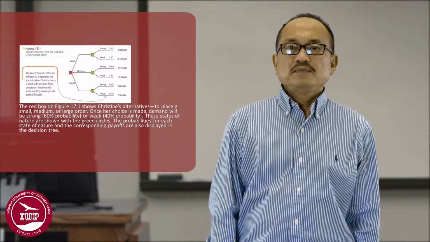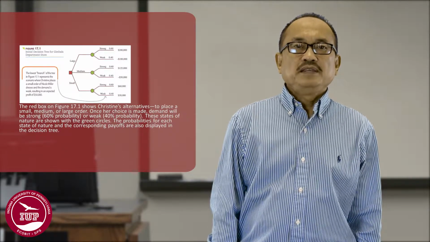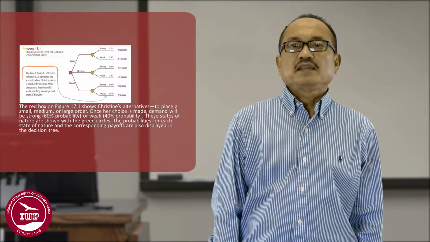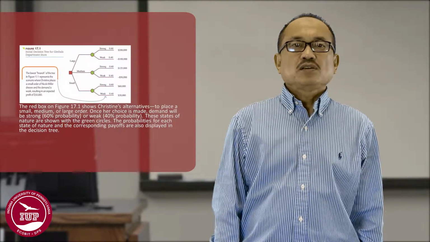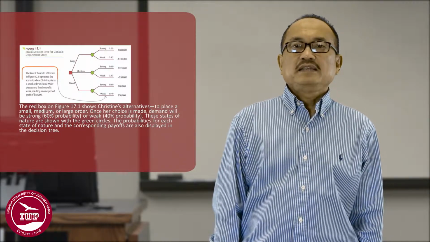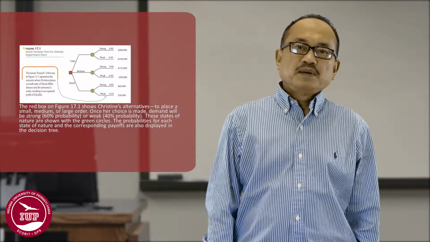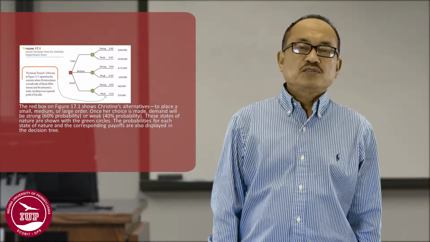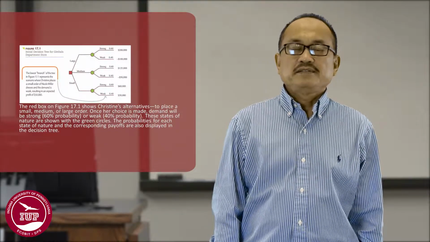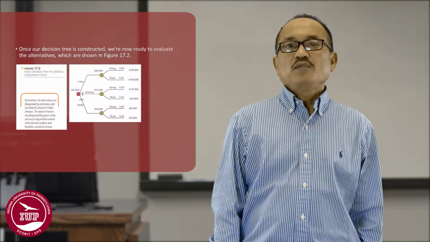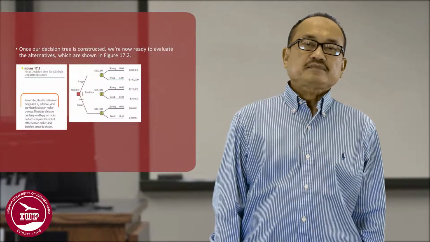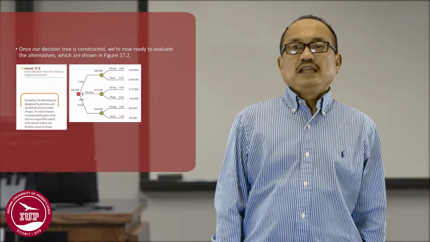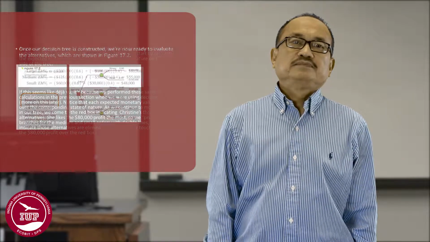Once her choice is made, demand will be strong with 60% probability or weak with 40% probability. The states of nature are shown with the green circles. The probabilities for each state of nature and the corresponding payoffs are also displayed in the decision tree. Once our decision tree is constructed, we are ready to evaluate the alternatives, which are shown in Figure 17.2.